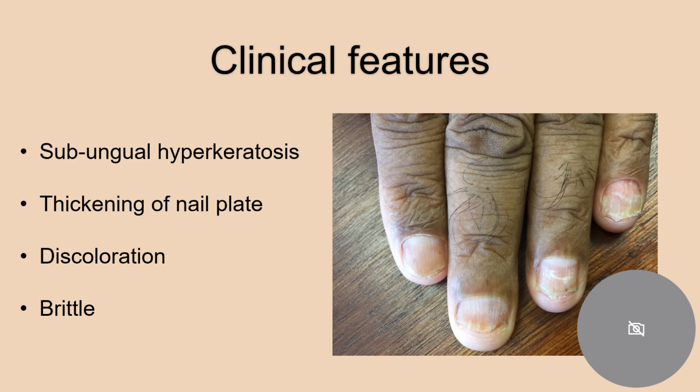The clinical features of onychomycosis include subungual hyperkeratosis, which is excessive production of skin underneath the nail. There's also thickening of the nail plate itself, yellow to whitish discoloration of the nail, and the nails also become brittle and flaky.